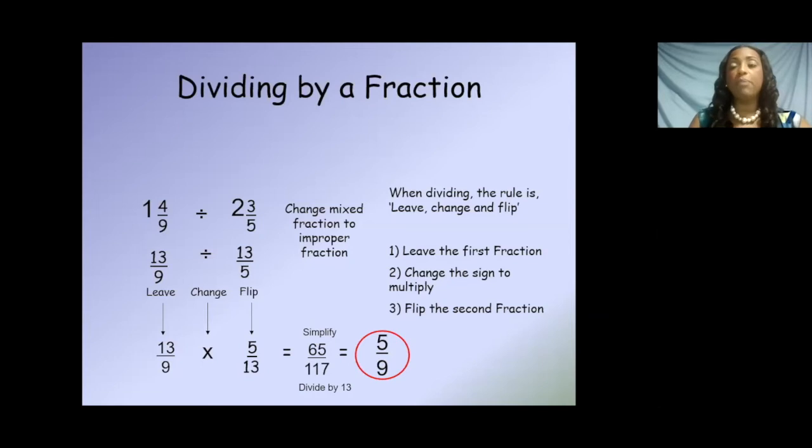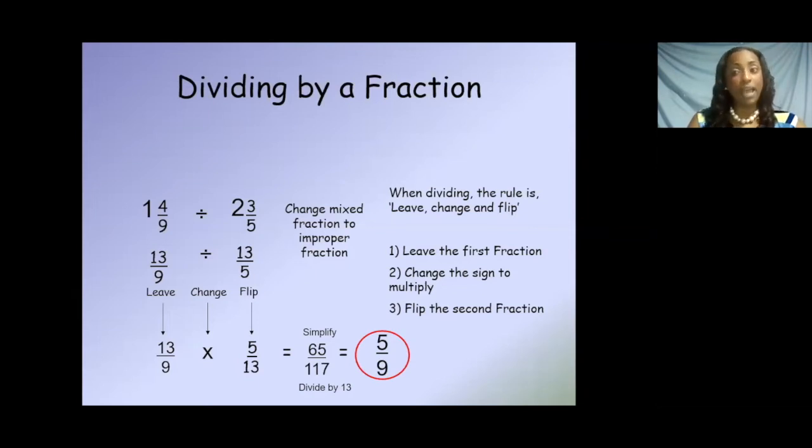What do you do with the second part of the fraction? Again, you want to flip it or find its reciprocal. And recall what the reciprocal means. Finding the reciprocal is simply switching places with the denominator and the numerator. In this case, we have 13 over 5. When we find the reciprocal of 13 over 5, that becomes, good, 5 over 13. Once you have reached this part of the problem, you want to use your prior knowledge on multiplying fractions. So here we have 13 over 9 times 5 over 13.